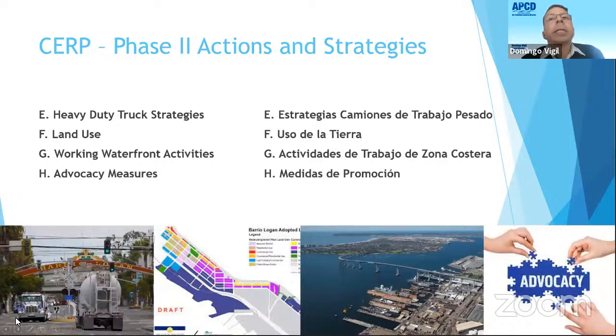So I'd like to center our discussion today on phase 2 strategies, which have not yet been approved by the APCD board and have been the main area of focus and refinement since phase 1 was adopted last November. Phase 2 actions are classified under the following categories: heavy-duty truck strategies, ensuring fair outcomes for the community, land use strategies, working waterfront, and advocacy strategies. So let's go over them one by one.